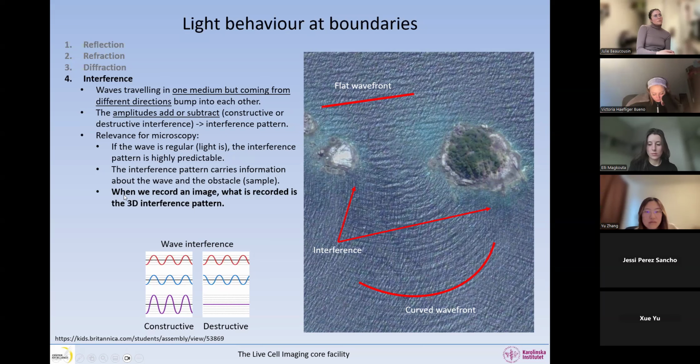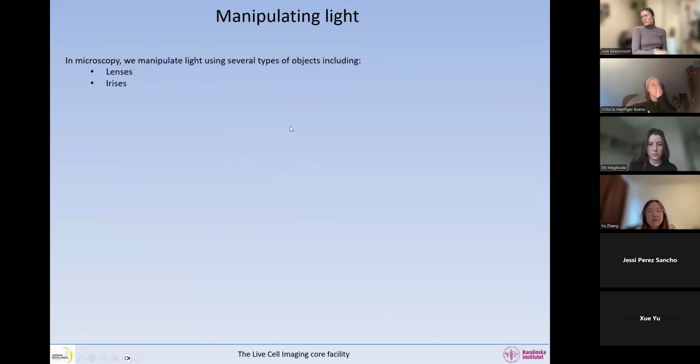And the reason why it's very relevant for microscopy is that when we record an image, what is recorded is actually the 3D interference pattern. So I'm going to show this to you in a second. But you can see how this is very relevant for microscopy. So what we are imaging is actually a 3D interference pattern. So that means that anything we do to our sample that affects the interference pattern will also affect the image. Okay. So now we have seen what happens when light reaches a boundary, what can happen and how relevant it is for us.